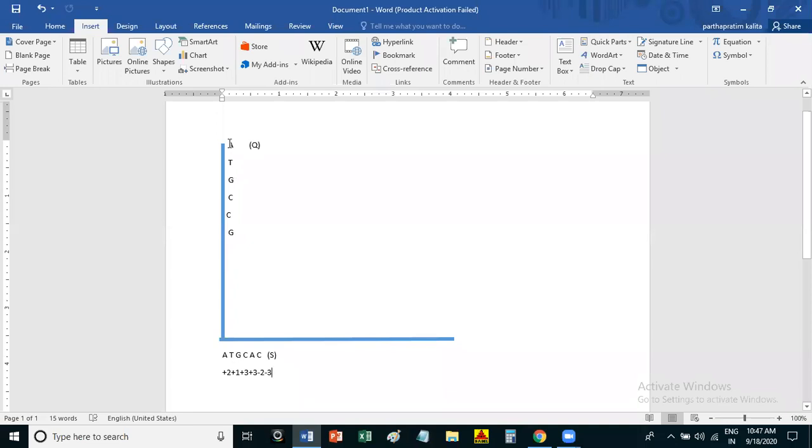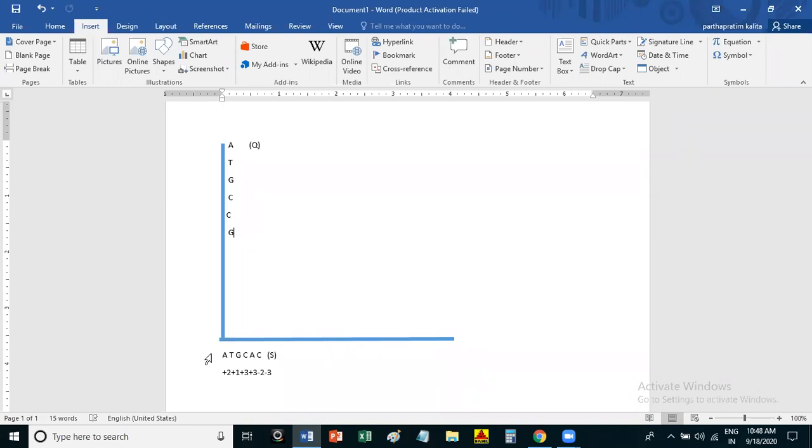So this is how we calculate percentage of identity. Out of the total nucleotides, how many of them show similarity? That will be calculated as the percentage of similarity. And out of these 2 strands, how they are matching or not matching will give you some score.